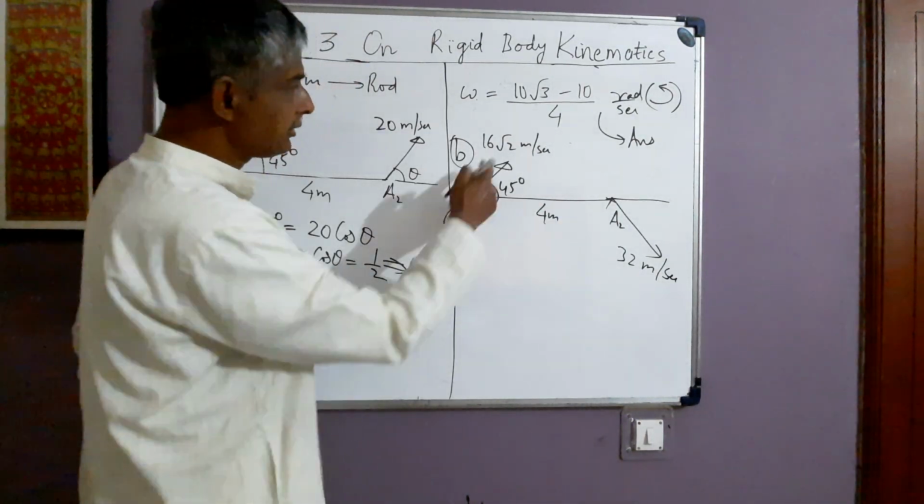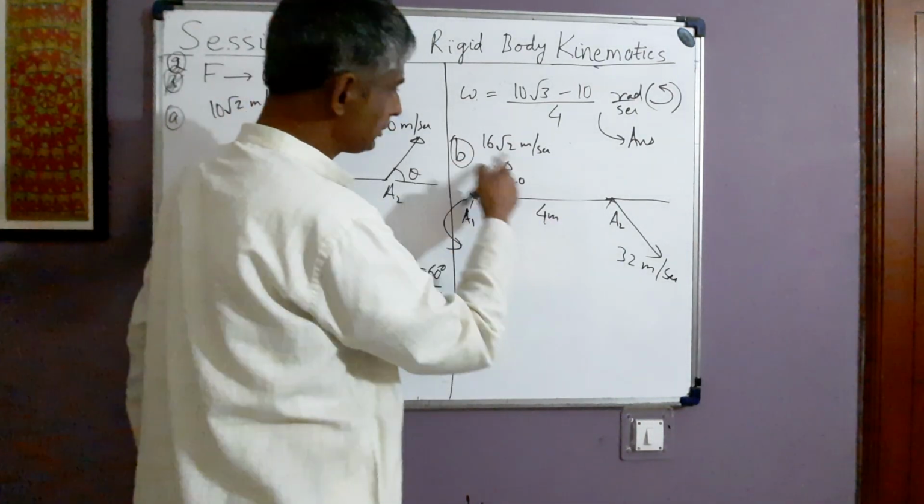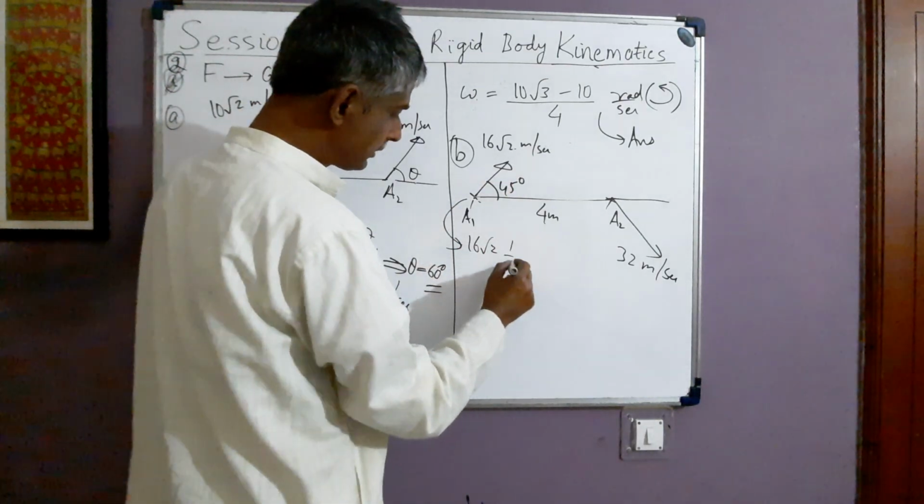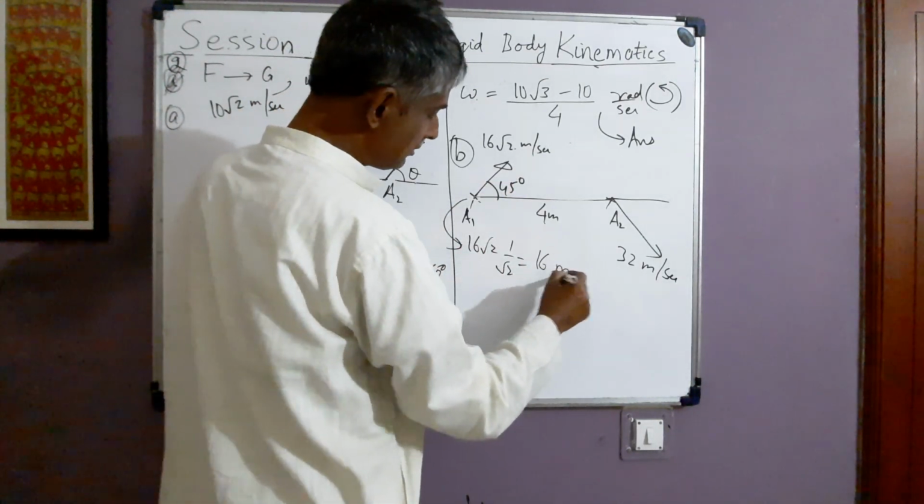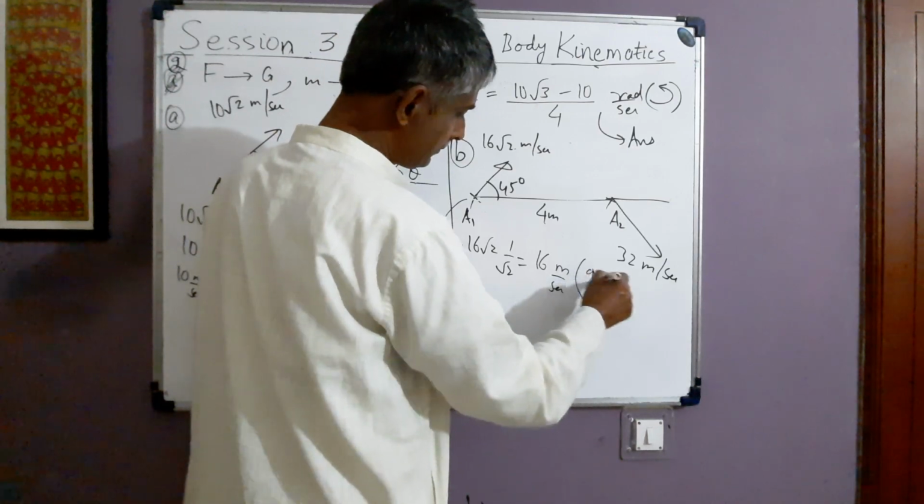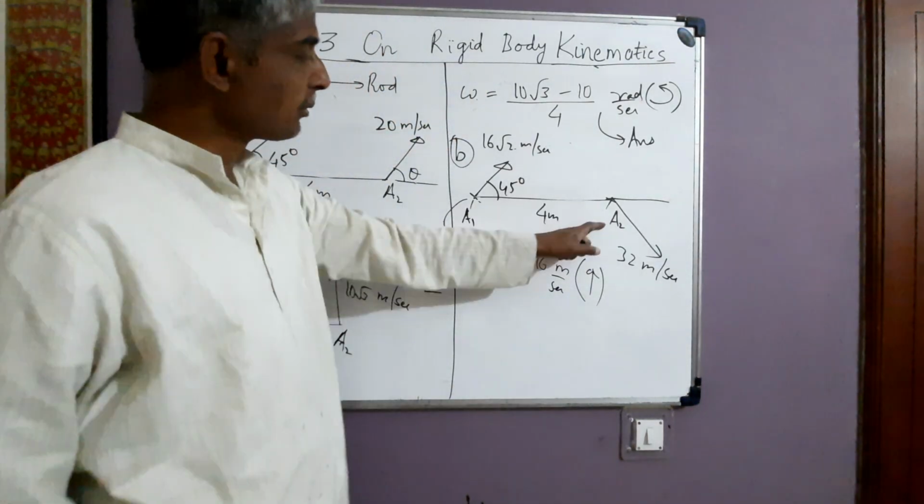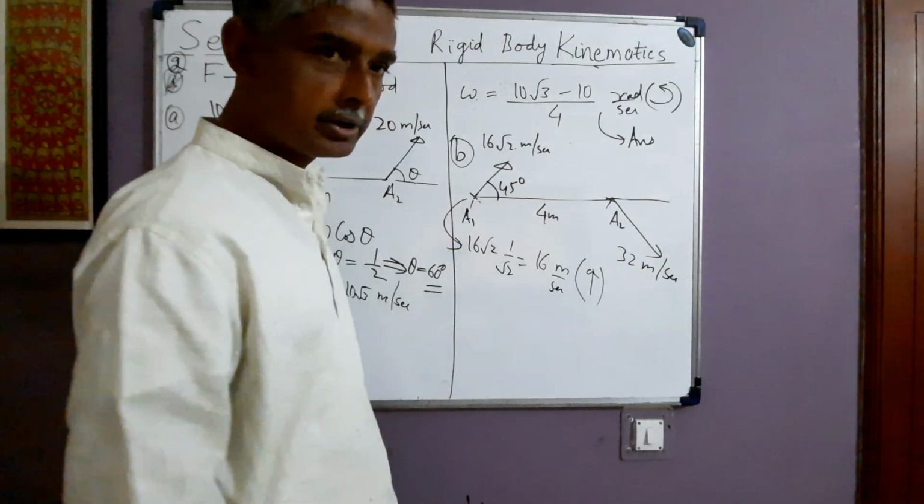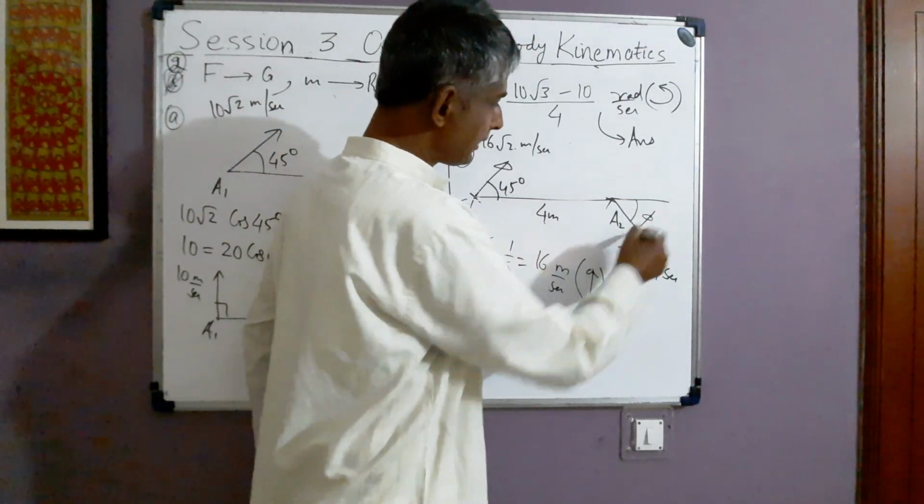Normal velocity of A1 will be the component of this along the normal to this rod, that is 16 root 2 sine 45 degree. That is 16 root 2 into 1 by root 2, that is 16 meter per second in upward direction. Now we have to know the normal speed of A2. For that we must know the angle which this velocity makes with this rod A1A2. Let this angle be denoted by phi.